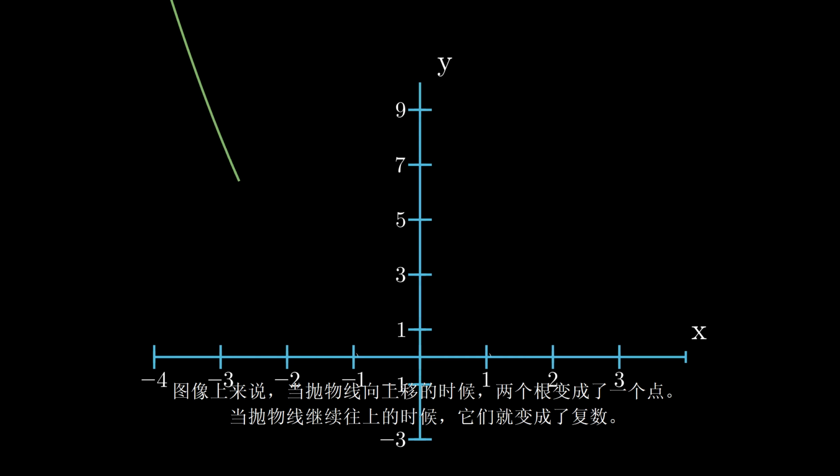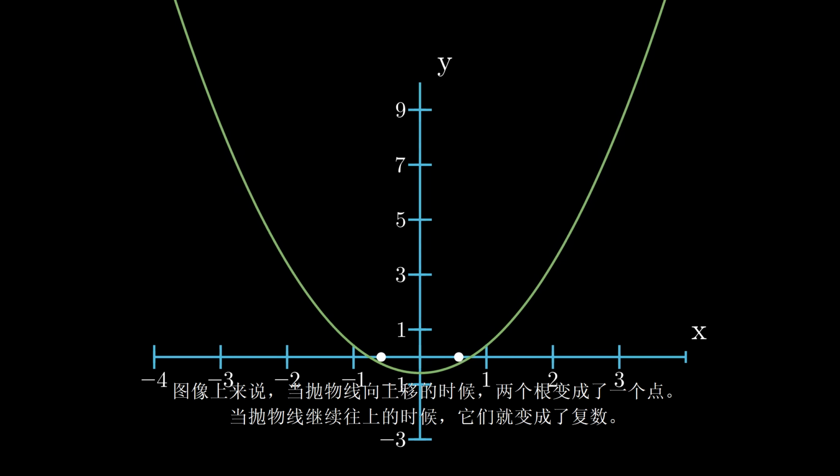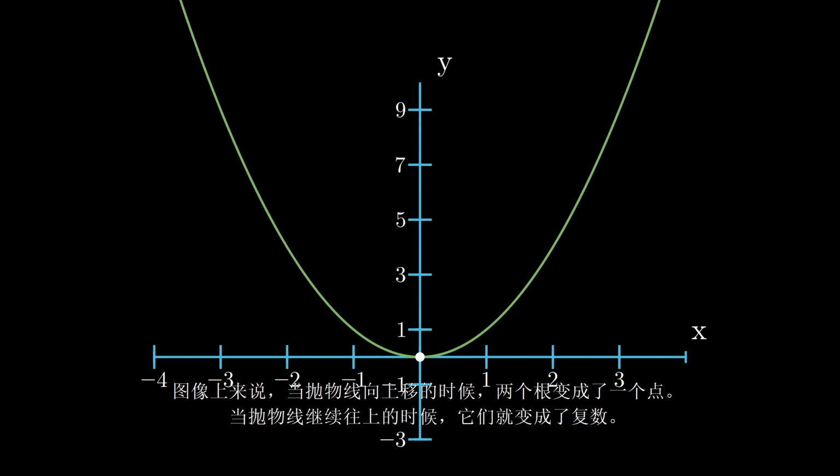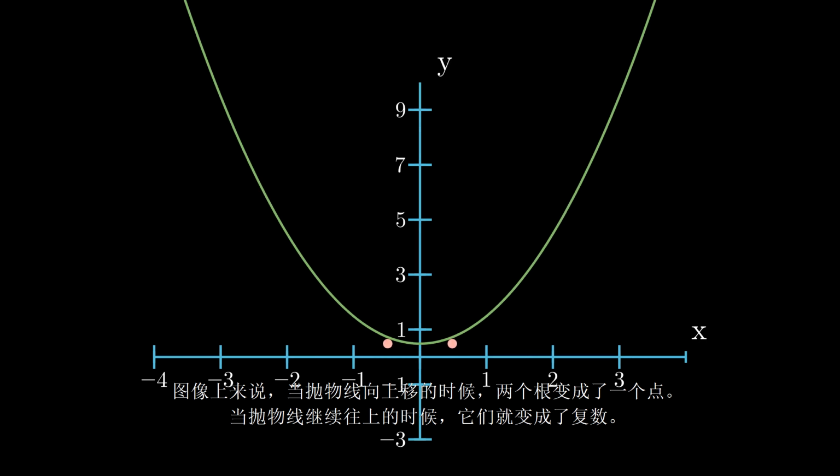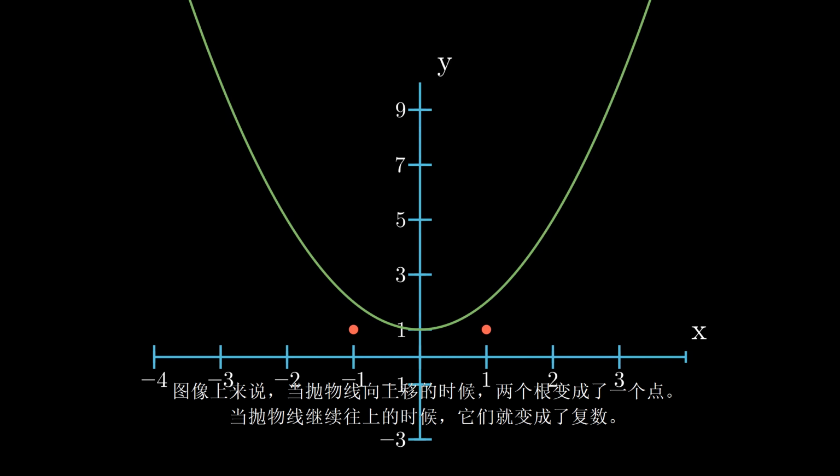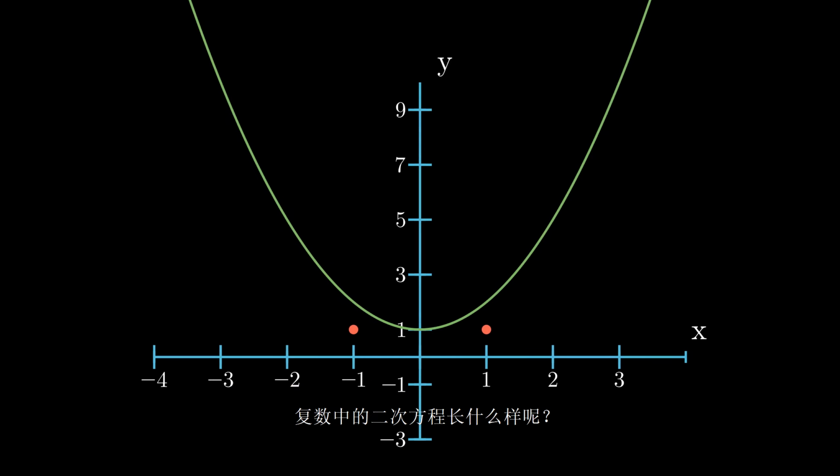Let's take a look at the graph. This is x squared minus 1. When the parabola moves up, the two solutions converge. And when it moves up again, they become complex numbers.